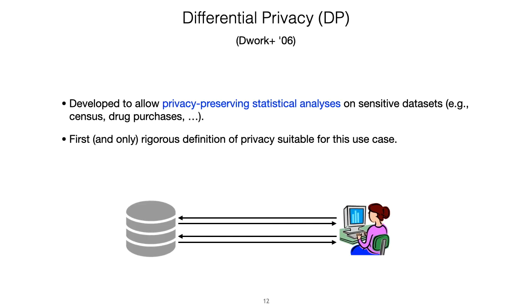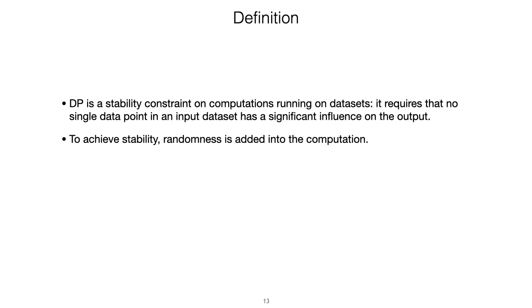At a high level, the idea behind differential privacy is that you have a database with sensitive data, such as a data set of drug purchases, and you want to allow an analyst to query it to discover epidemics, for instance, but without exposing the details of individual participants. And differential privacy was the first and remains the only rigorous definition of privacy for this kind of use case. The way differential privacy defines privacy is essentially as a stability constraint on computations that run on that database. It requires that no single observation in the input dataset has a significant influence over the output of the computation.